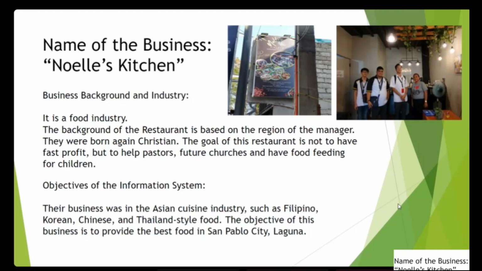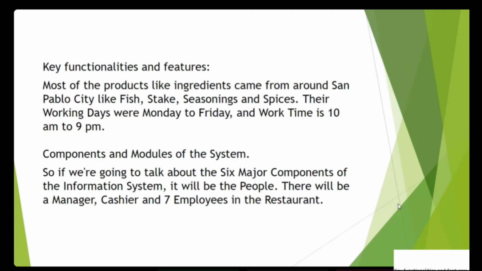Next slide, please. The key functions and features: most of the products revolve around popular items like fish, steak, seasoning, and spices. Their working days are Monday to Friday, and work time is 10 a.m. to 9 p.m. For the components and modules of this system, we're going to talk about the six major components. The first is the people. There will be a manager, a cashier, and 7 employees in the restaurant.